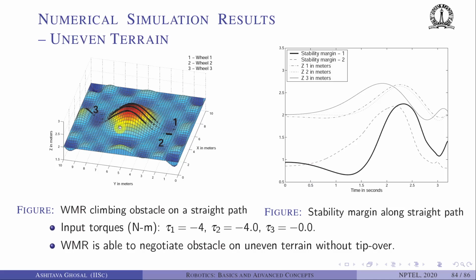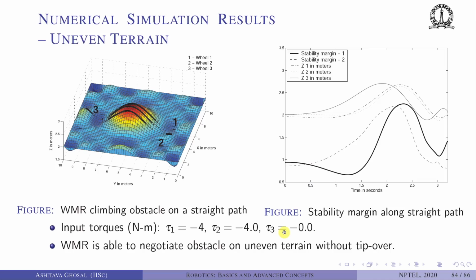So there is a hump here, and we want this wheeled mobile robot to go over this hump. Okay, so what you can see is the first wheel looks like this. This is the path it traverses. The second wheel looks like this, and the third wheel is at the middle. Again, the input torques are tau 1 is -4, tau 2 is -4.0, and for tau 3 there is no steering, it is going straight over this uneven terrain.